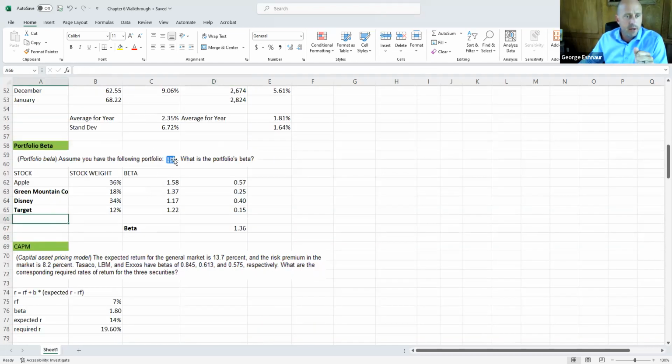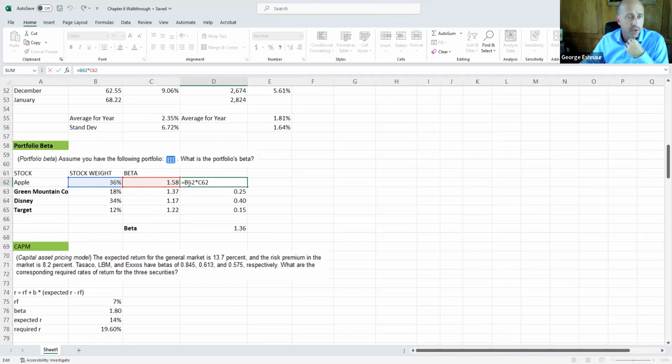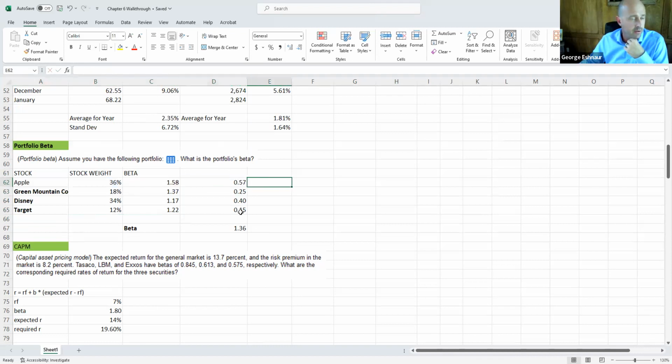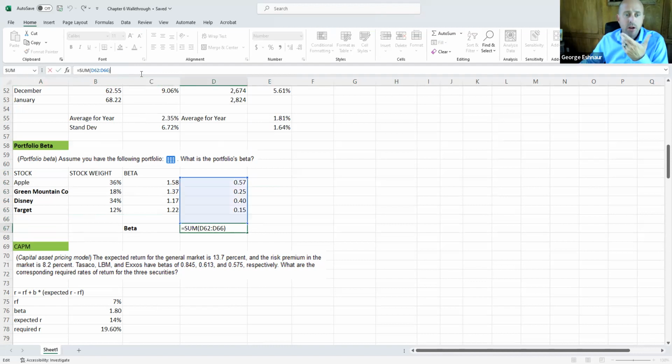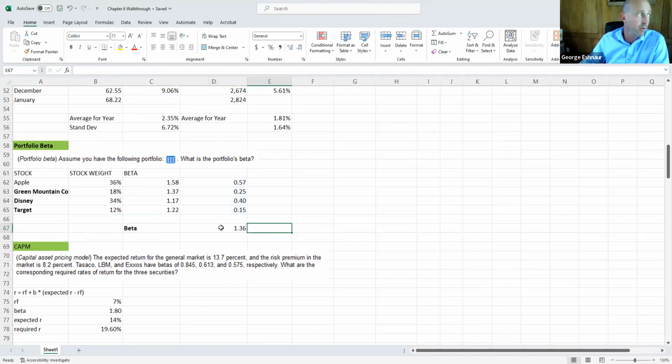For the betas, in this box, we were provided with this information. So just like we did earlier on the first one, we're looking at the beta of the portfolio. So we just multiply across. You put that formula in, drag it down, and then you just add it all up. And that says the beta of our portfolio is 1.36. Not too risky, a little bit higher than 1, but it's perfectly fine.